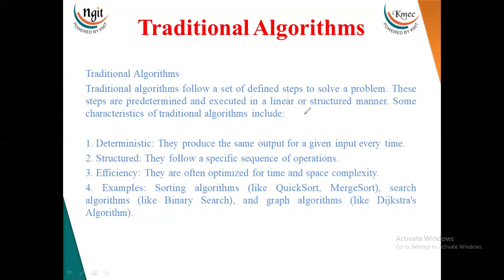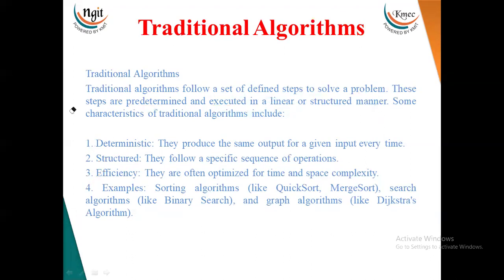The traditional algorithms follow some defined steps to solve a problem. These steps are predetermined and executed in a linear or structured manner, so we have a deterministic output. You have a structure, that is, a specific sequence of operations. They are often optimized for time and space complexity. So the main characteristics of traditional algorithms are deterministic, structured, efficient.